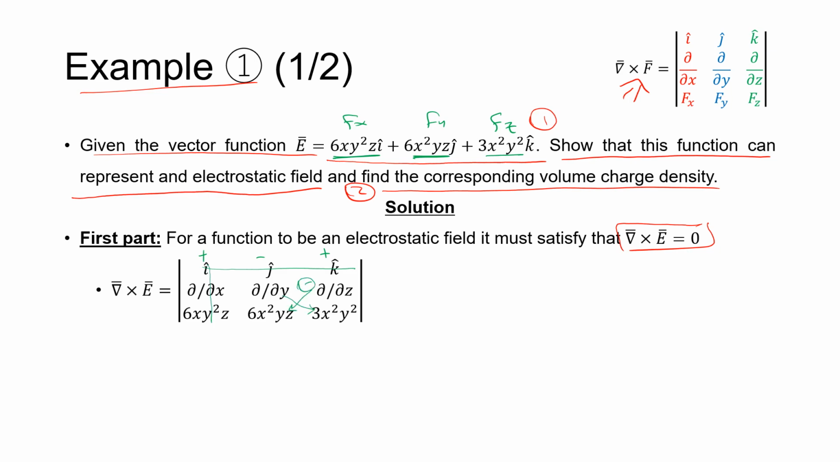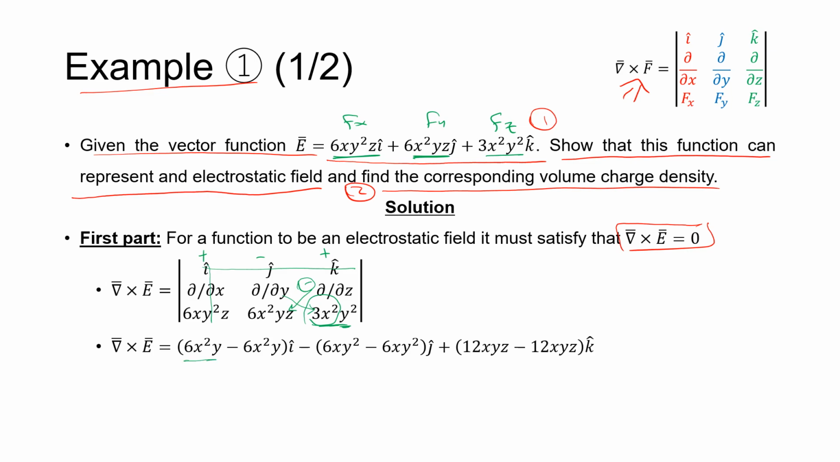If you do so, partial y for this function: this is constant for y, so you need the differentiation of y squared, which is just 2y. 2y multiplied by 3x squared gives 6x squared y. Then we do the opposite. The negative here comes from this negative, and the partial for this function, this part is nothing but a constant for z. Differentiation of z is just 1. Then you are left with 6x squared y.